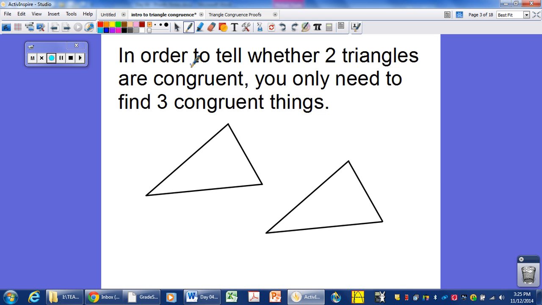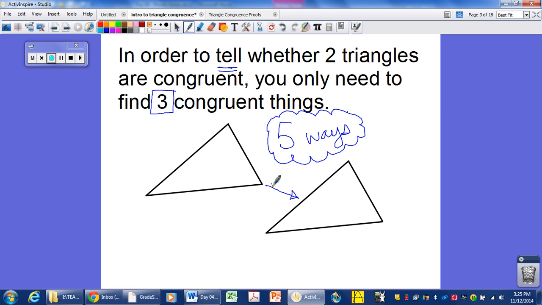So when we're proving these things, in order to justify that 2 triangles are congruent, you need to find 3 different things about them. And there are 5 different ways that we can do it. 5 different groups of 3 in order to show that this triangle is exactly the same as that triangle. That's going to be on the next slide.